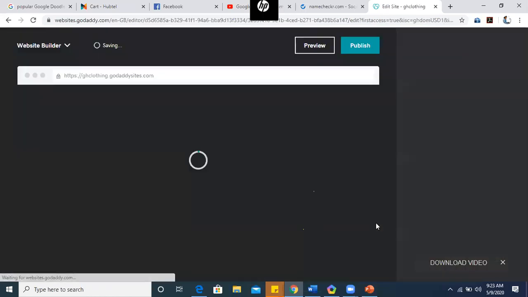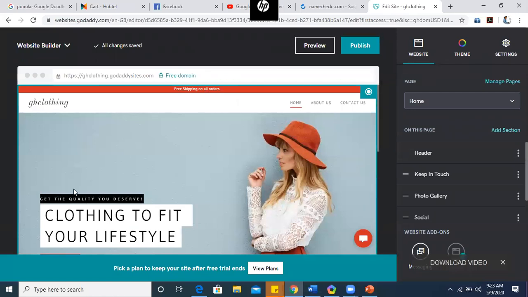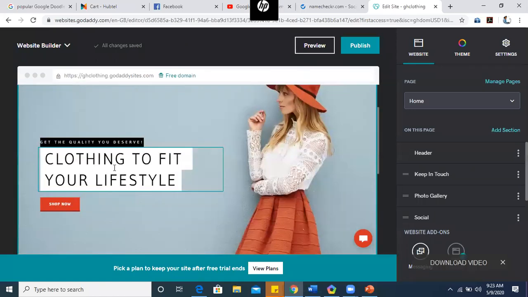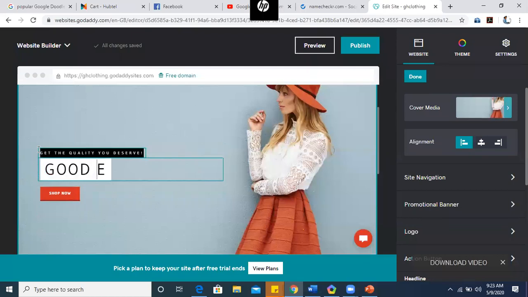Now, when I go to Nest, they give me a template for the website. If I don't want this style, I can just edit anything. So that's why I say clothing to fit your lifestyle. If I want to change it, I can take anything and write good dresses for you or something. I can do anything, and I can change the entire website.